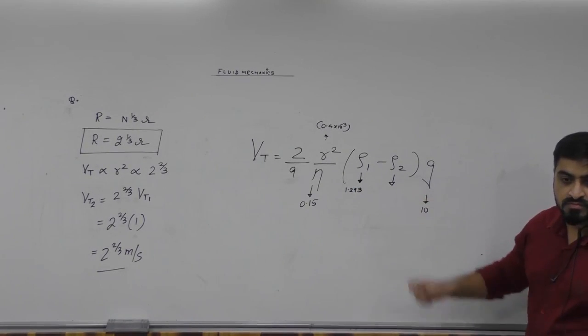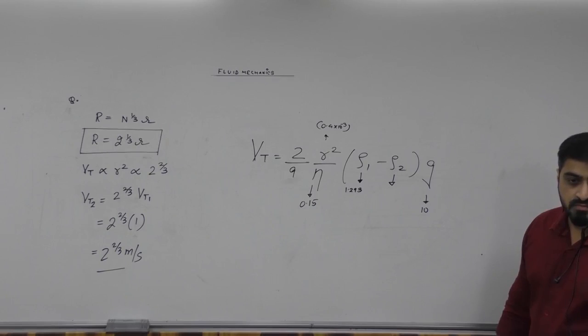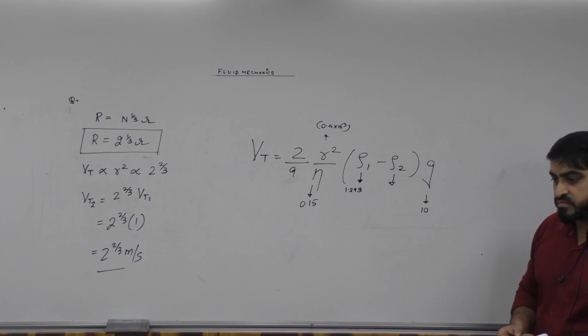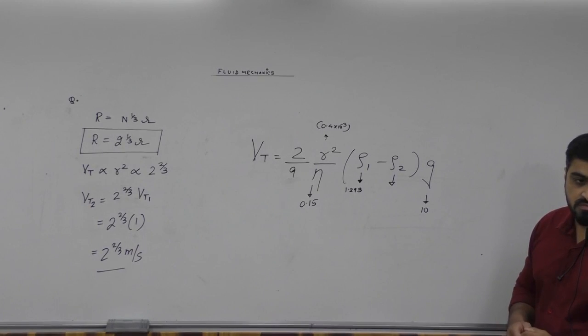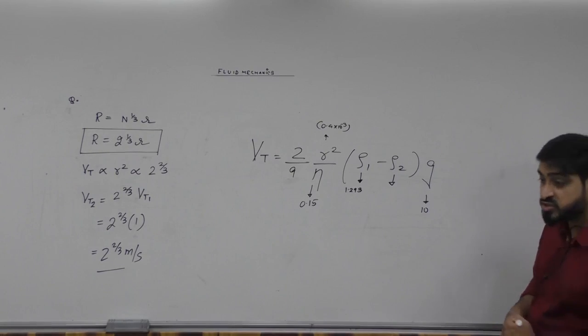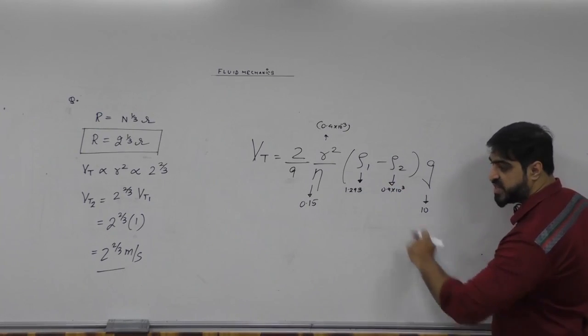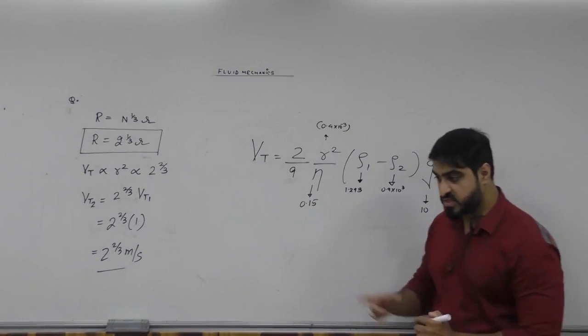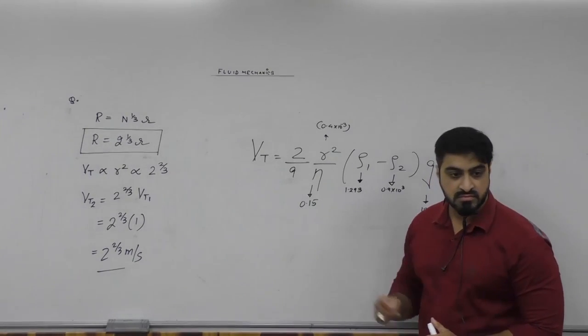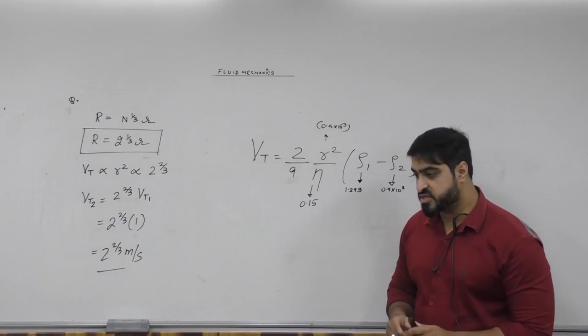What will be ρ2? 0.9. What is 0.9? Specific gravity का definition क्या है? What is density of water in SI? 1000. This will be 0.9 into 1000. Answer will come negative. That means the air bubble is rising. Did you understand?